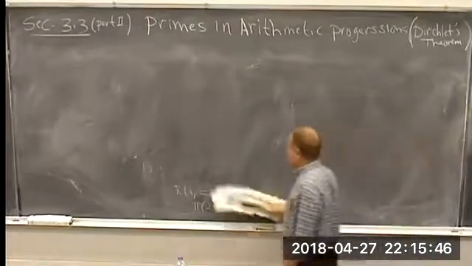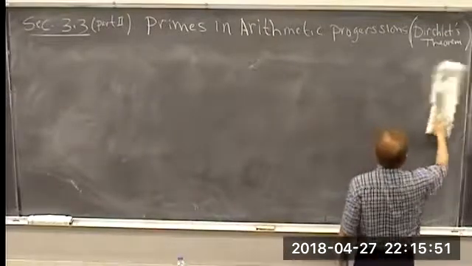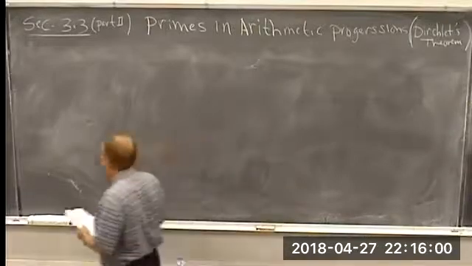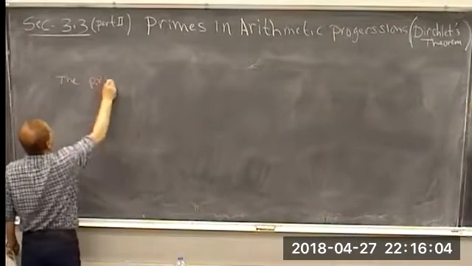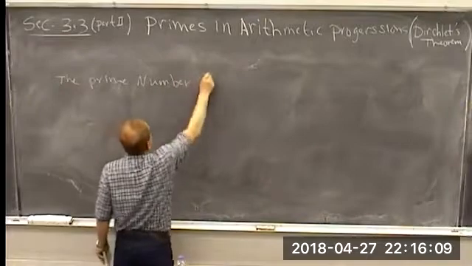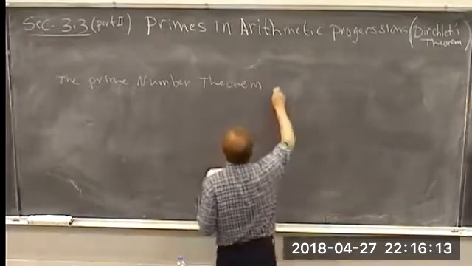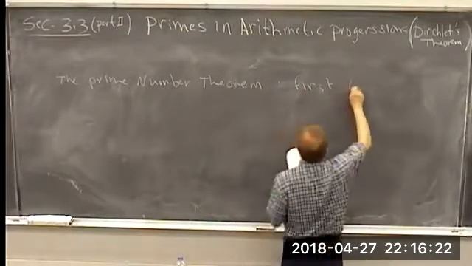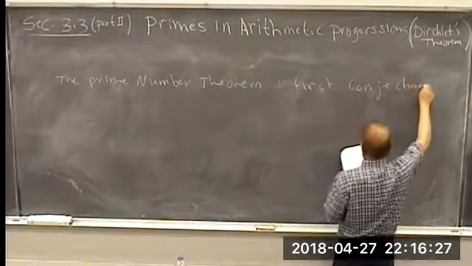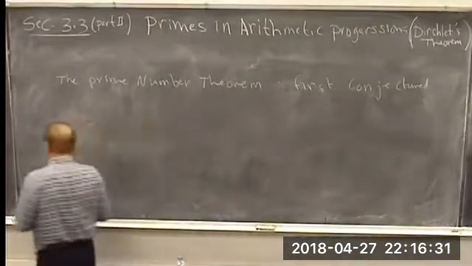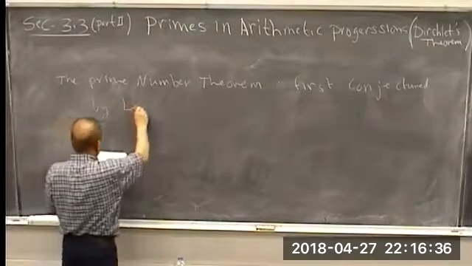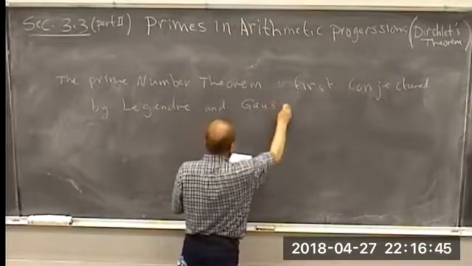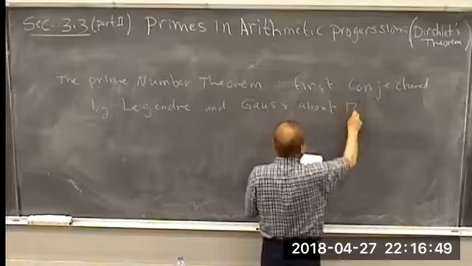And it was first conjectured at approximately the same time by Legendre and Gauss. Okay? Let me put some history here. The prime number theorem was first conjectured by Legendre and Gauss independently, actually, about 1793.